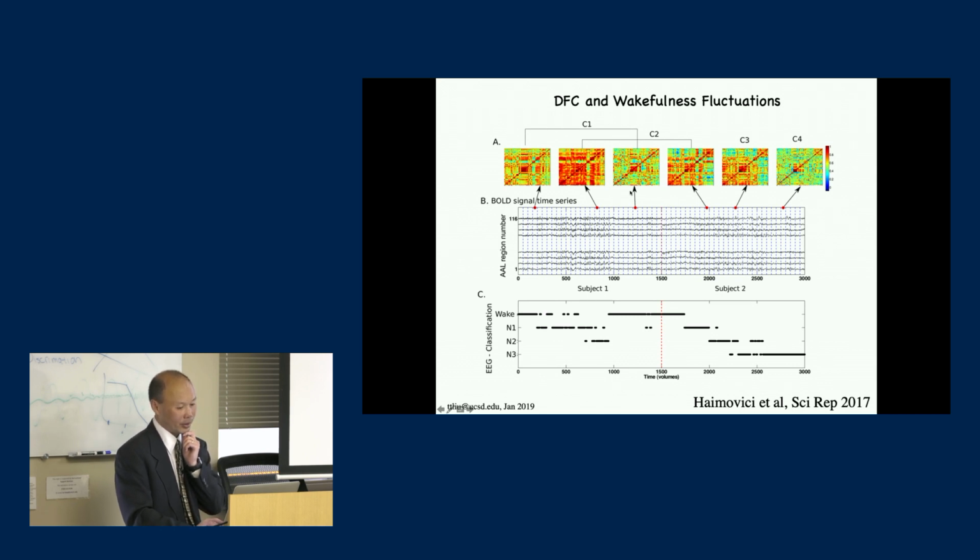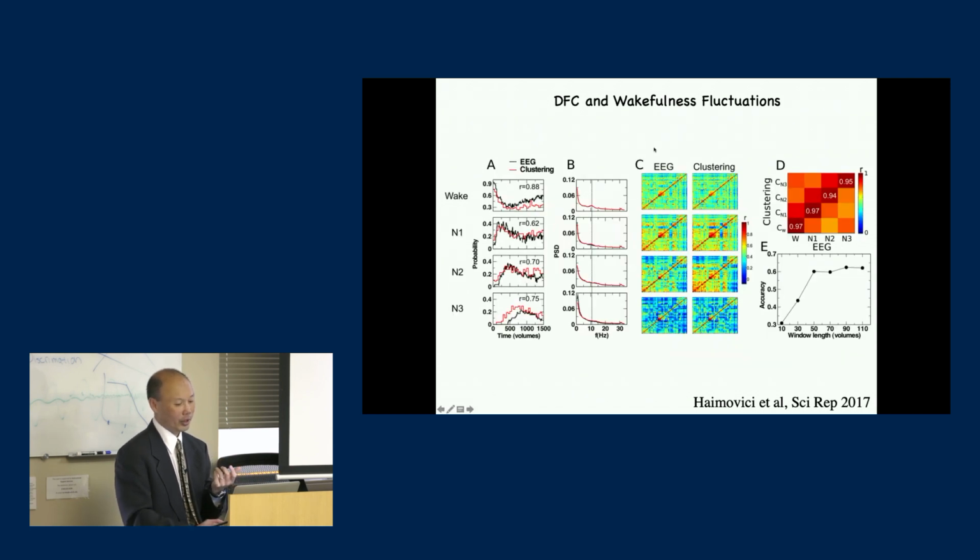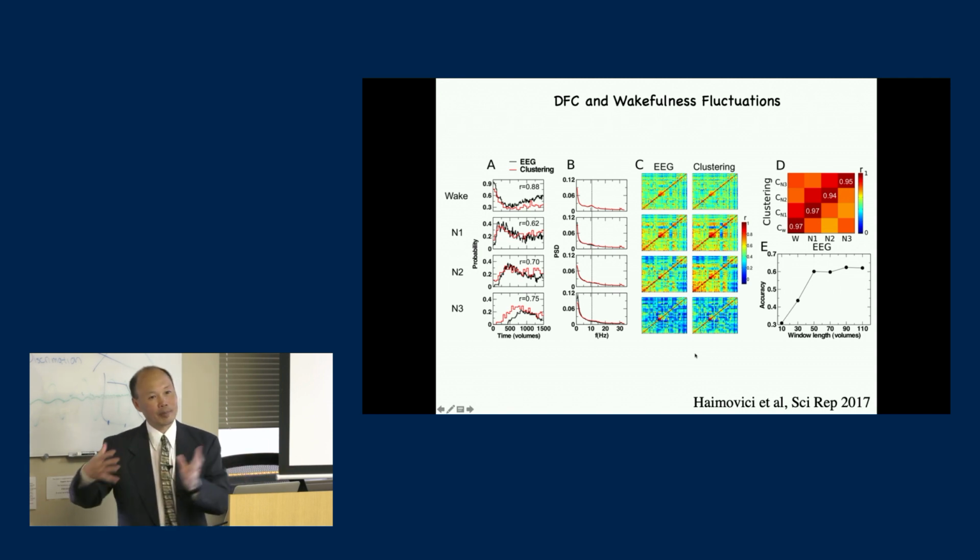So here are the different clusters that they have. This is cluster 1, cluster 2, cluster 3, cluster 4. And these are the BOLD time series. And what they also had is EEG. So when each cluster is active, they could also tell whether the person was awake or in N1 or N2 or N3 sleep. Okay? And what they found was basically whether you use the EEG to do your clustering in terms of sleep states or whether you do this k-means clustering, you basically obtain the same things. And so these states that people are going through may just be different states of wakefulness.